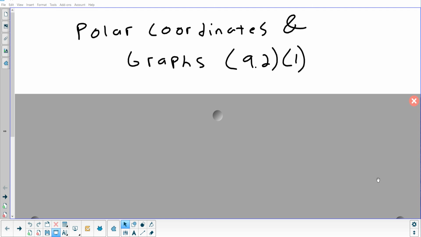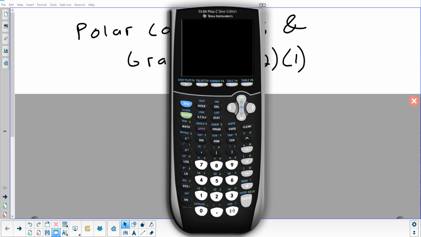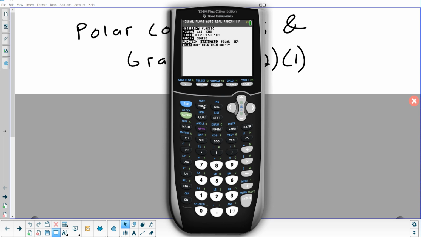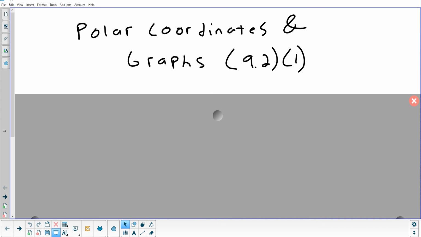So first part of section 9.2 is basically looking at a different way of graphing, and this is called polar. On the calculator, there is a mode for polar. It's right next to parametric. But polar is a little bit different than the other types of graphing we've done.